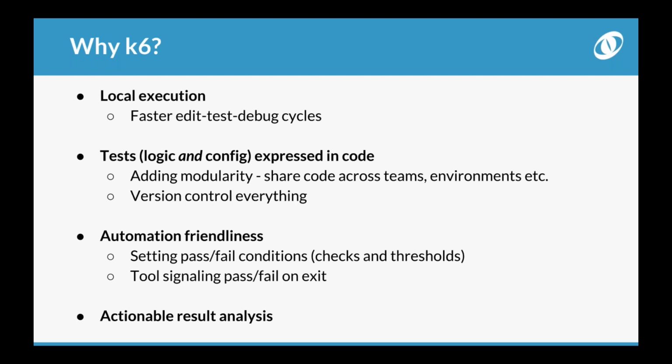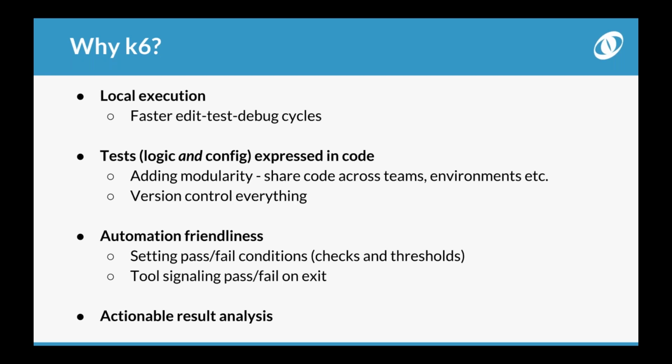The third important thing we wanted to cover was automation friendliness. Developers love to automate things as much as they can. So when you have a load test, you need to be able to set conditions for when a test has passed or failed if you want to include it in an automation pipeline. In K6, you do that through checks and thresholds, and we'll touch upon that a little bit later as well.